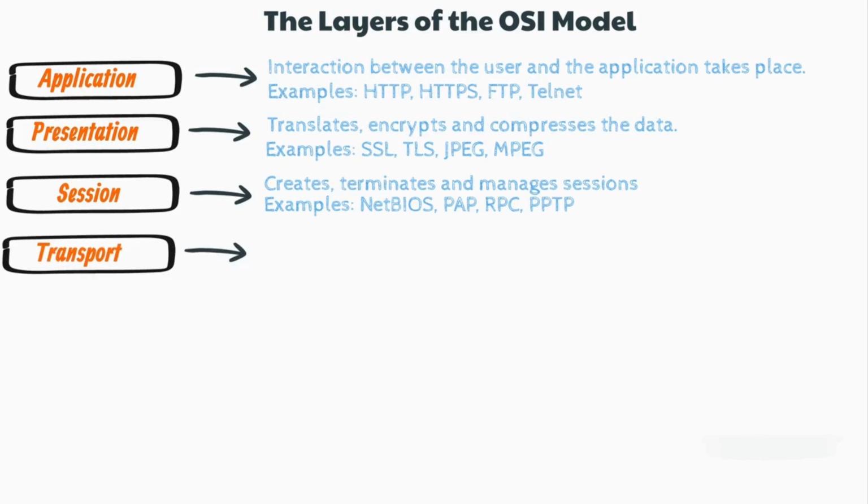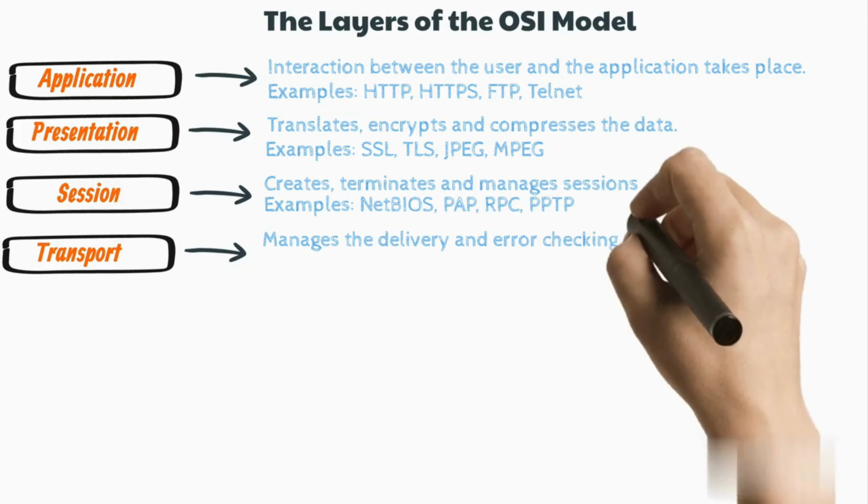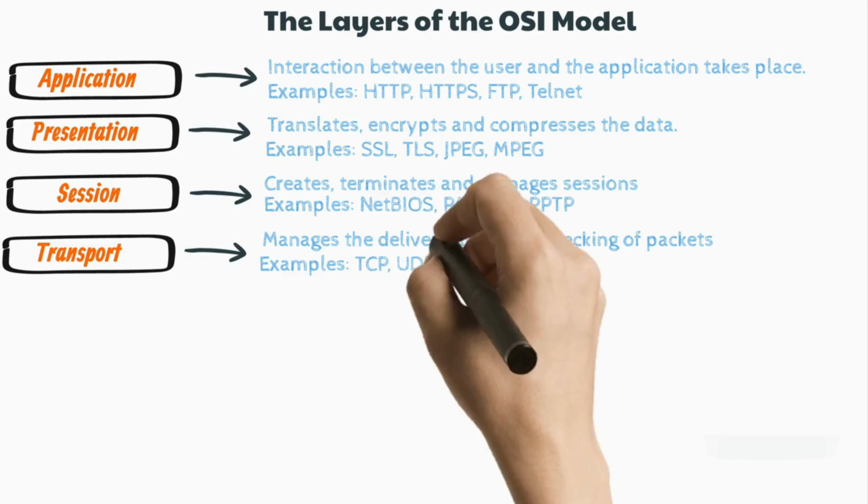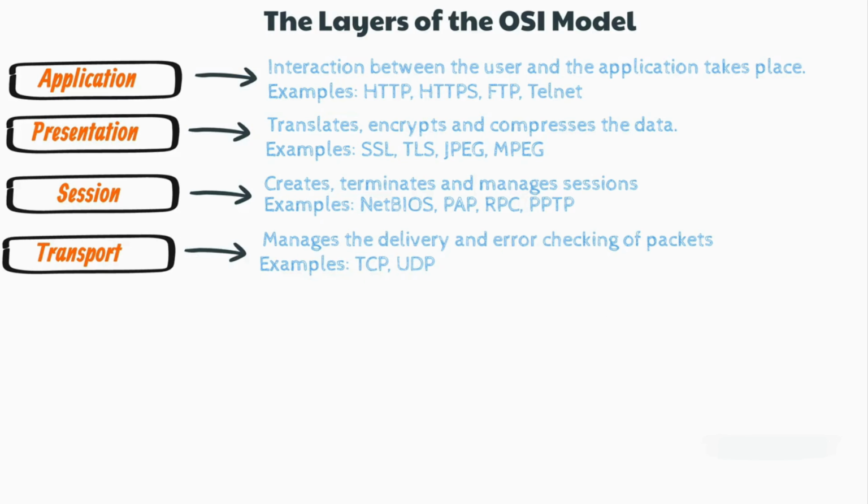4. Transport layer, Layer 4. Function. This layer provides reliable data transfer services to the upper layers. It is responsible for end-to-end communication, error detection, and flow control. Examples: TCP, Transmission Control Protocol, which guarantees delivery; UDP, User Datagram Protocol, which does not guarantee delivery.